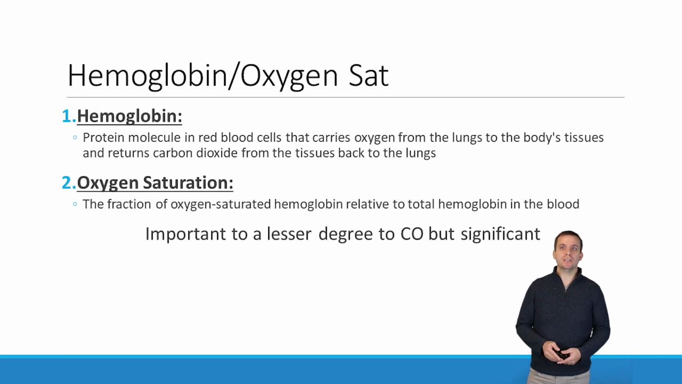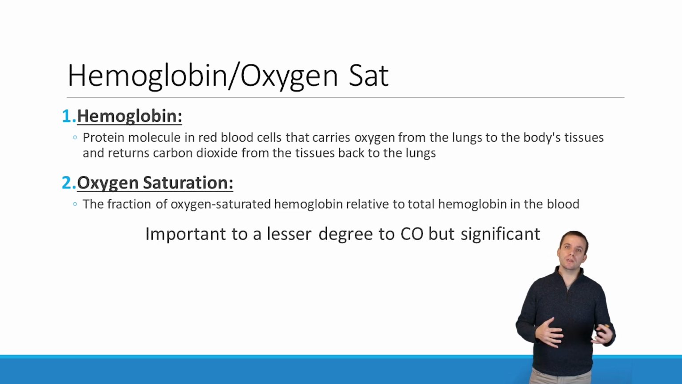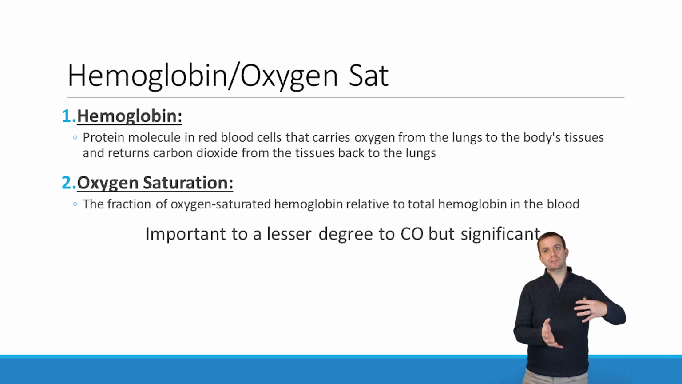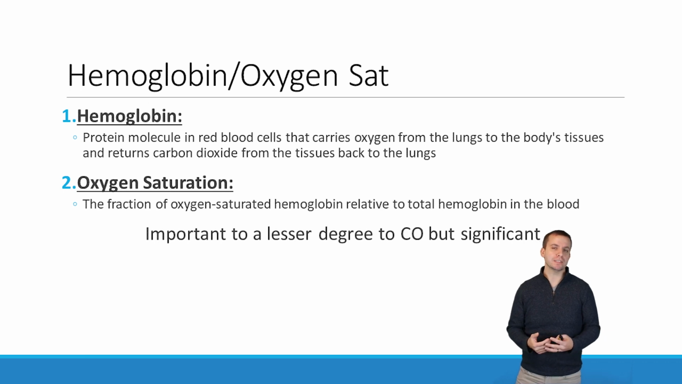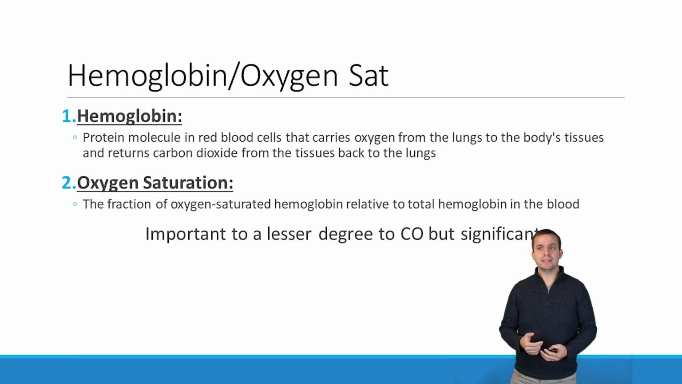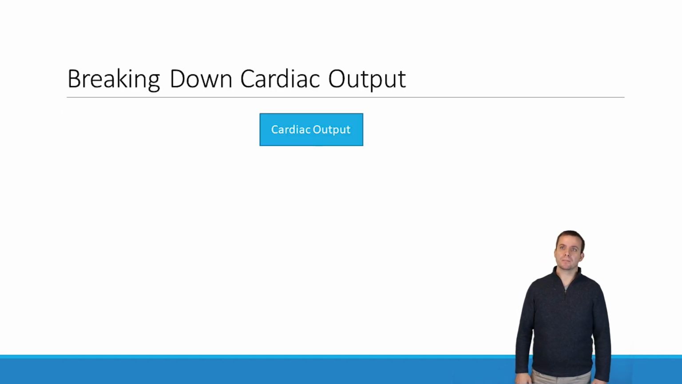Hemoglobin is just a protein molecule in the red blood cells. It carries oxygen from the lungs to the body tissues. Oxygen saturation is that fraction of oxygen saturated hemoglobin relative to the total hemoglobin. These are important, but cardiac output is just really important because you can have all of these things optimized, but if you're not actually delivering that to the tissues, it's not going to make a difference. So most of what we do in resuscitation is to improve our cardiac output, to improve oxygen delivery.